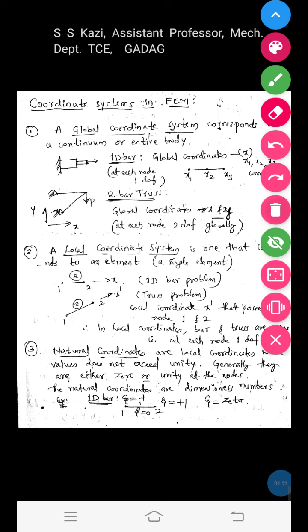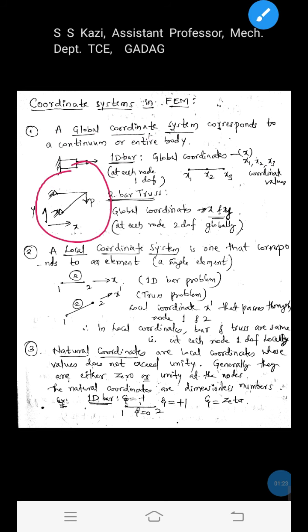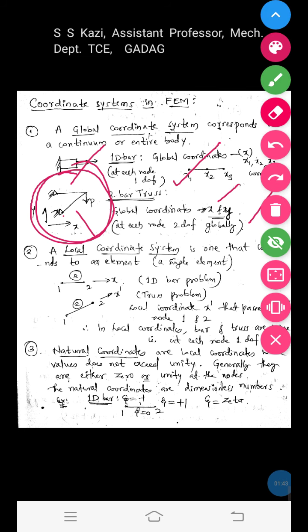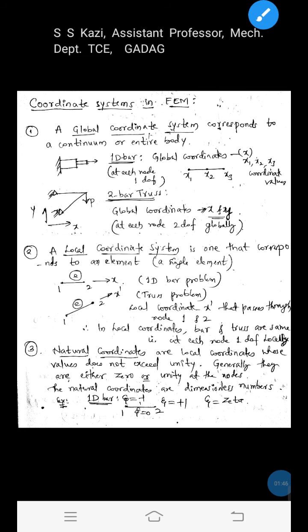Now if I consider the 2-bar truss, the truss is a combination of 2 bars. Here, for the entire structure, each node has freedom to displace in the x as well as the y direction, hence there are 2 degrees of freedom at each node globally in this truss case. Likewise, global coordinates for bar problems use x, and for truss problems x and y are the global coordinates.